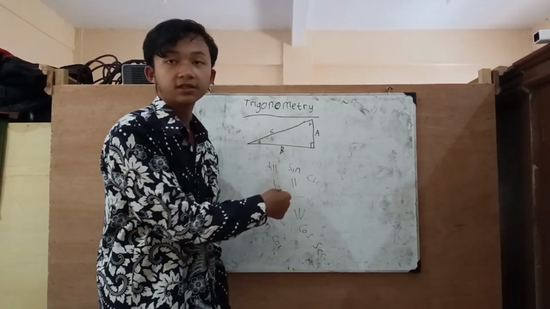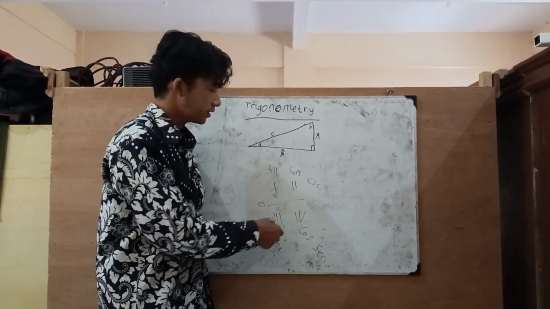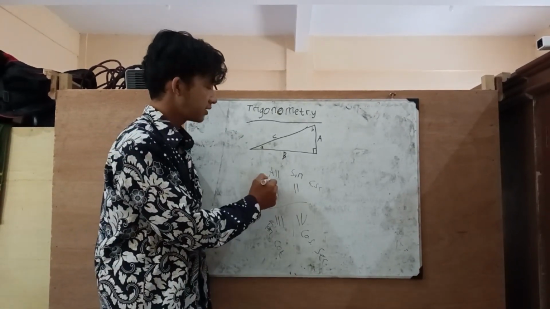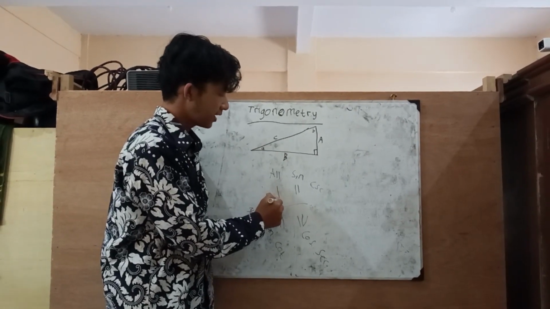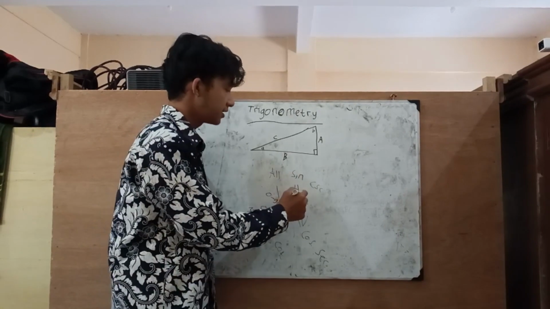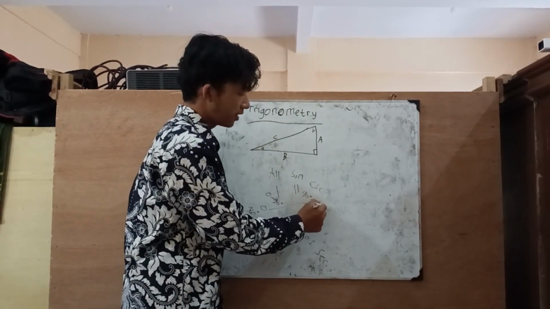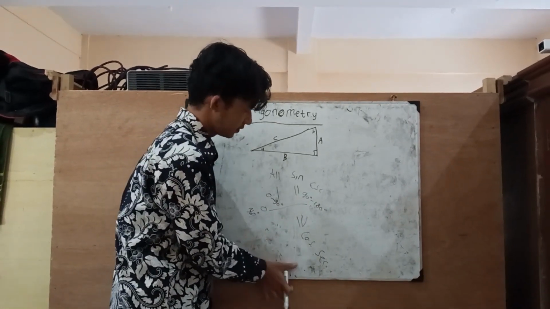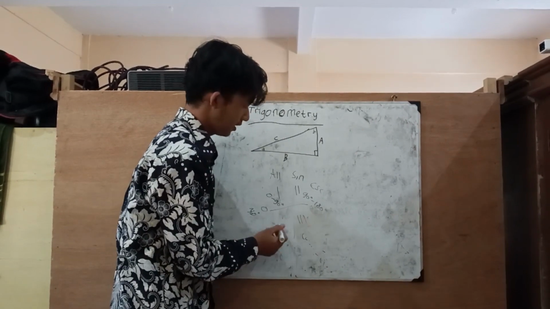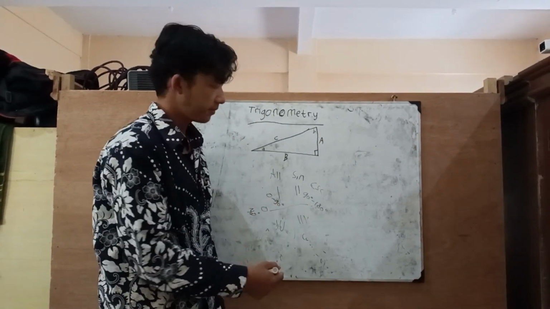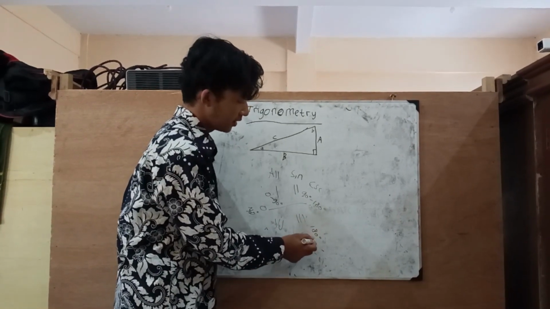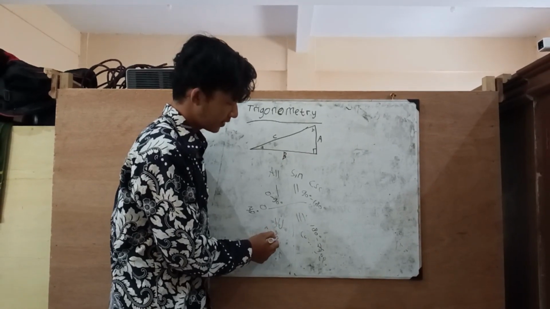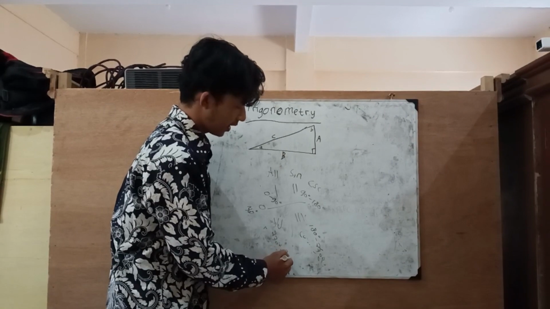Okay, so what is a quadrant? The quadrants start from 0 till 360 degrees. The first quadrant is from 0 till 90 degrees. The second quadrant is from 90 degrees till 180 degrees. The third quadrant is from 180 degrees till 270 degrees. And the fourth quadrant is from 270 degrees till 360 degrees.